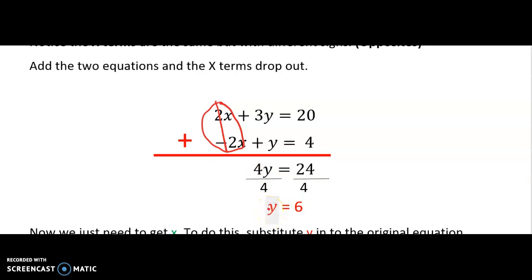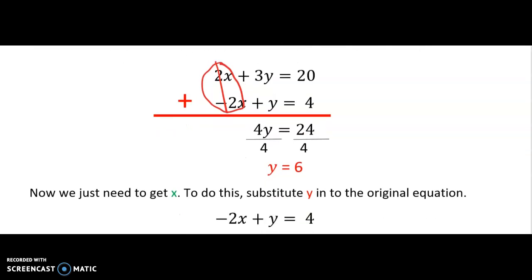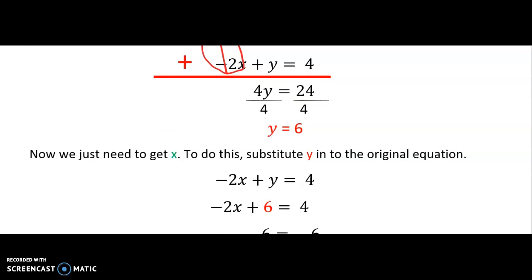So now we just need to get the x by itself. To do this, we're going to substitute the y value, that's 6, into the original equation. You can pick either one of them. I like to use the top one. Actually, I'll use the bottom one here. It seemed easier to calculate.